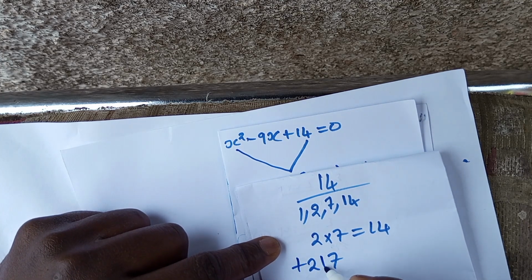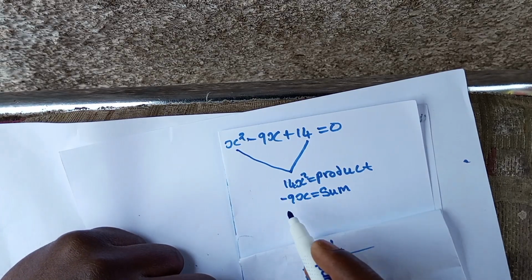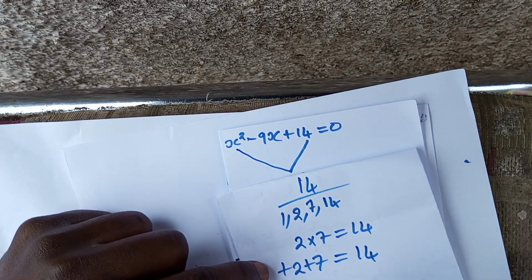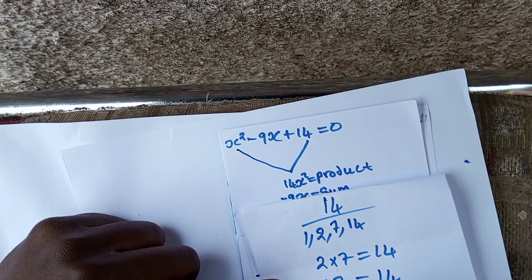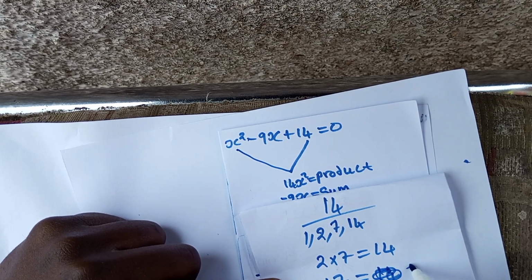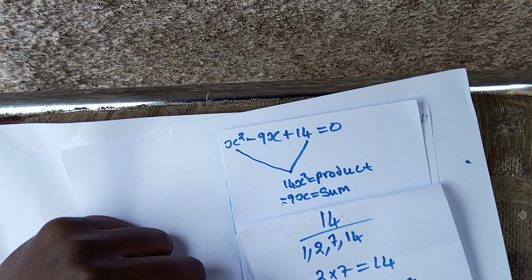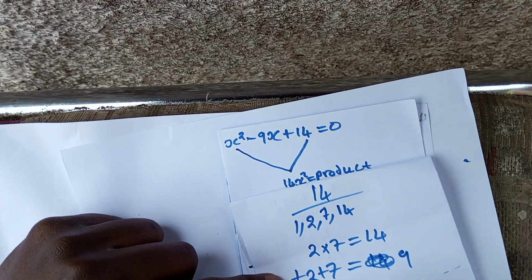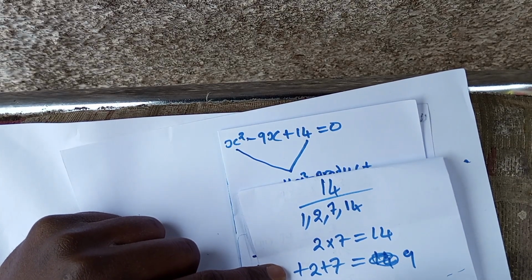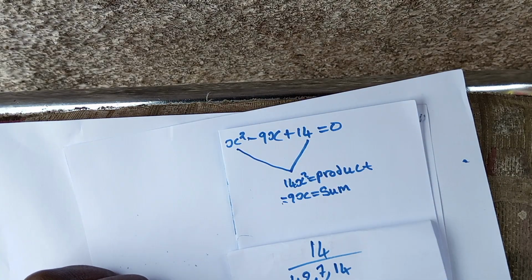If we use plus 2 plus 2, we are going to get plus 4, but it's not. If we use plus 2 plus 7, we are going to have plus 9. But it's not plus 9, it's minus 9. So we change the sign. We say 2 and 7, minus minus. We are going to get minus 9.